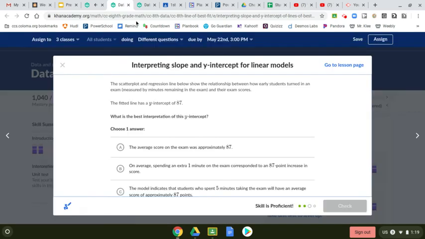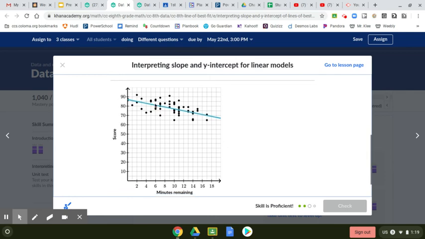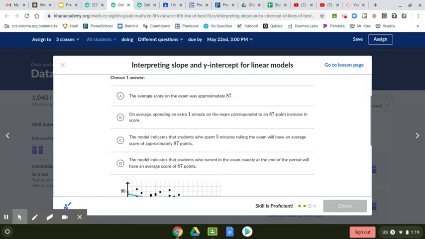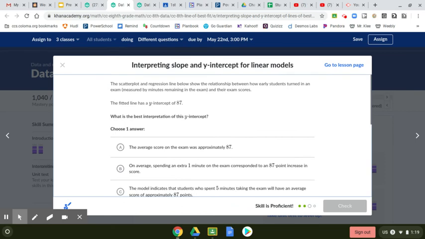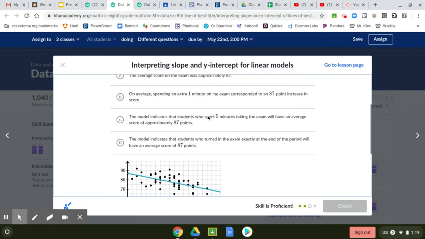And then the other thing you might get asked to do is interpret a model. So right there, slightly linear pattern in general. If there's more minutes remaining, the score ends up going down. And we're probably talking about students when they turned in an exam. So people who spent almost all the time on it typically scored a little bit better than people who quickly got it done.